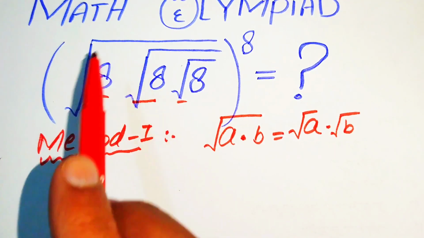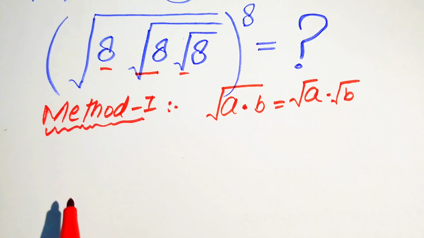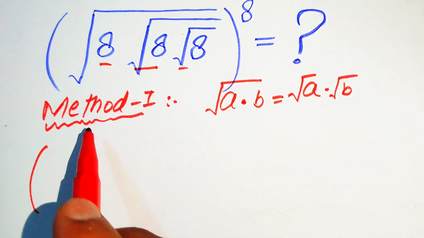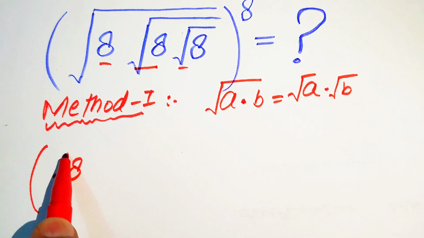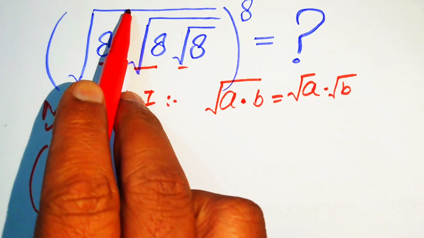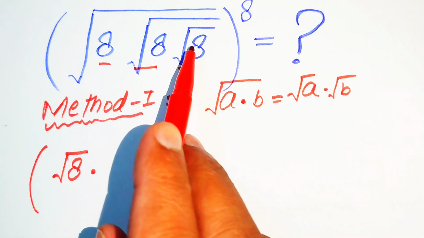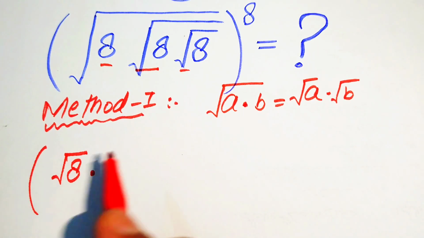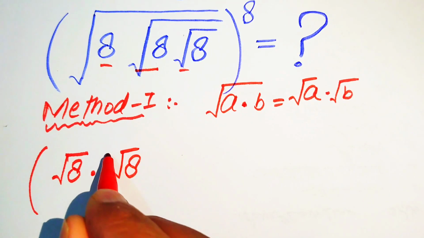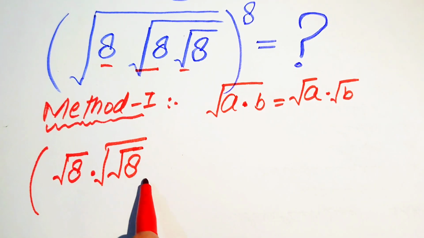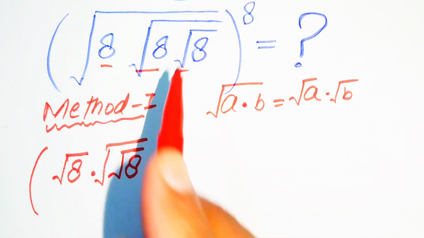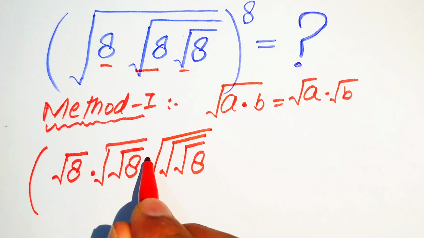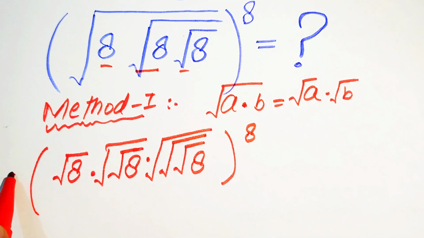When we separate this on these three numbers, it will be written in this form. First we write the square root of 8, into, when you separate this, we write it as the square root of 8 into the square root of 8, which is 2 times the square root of 8. Similarly, we write it as 3 times the square root of 8, and its whole exponent is 8.